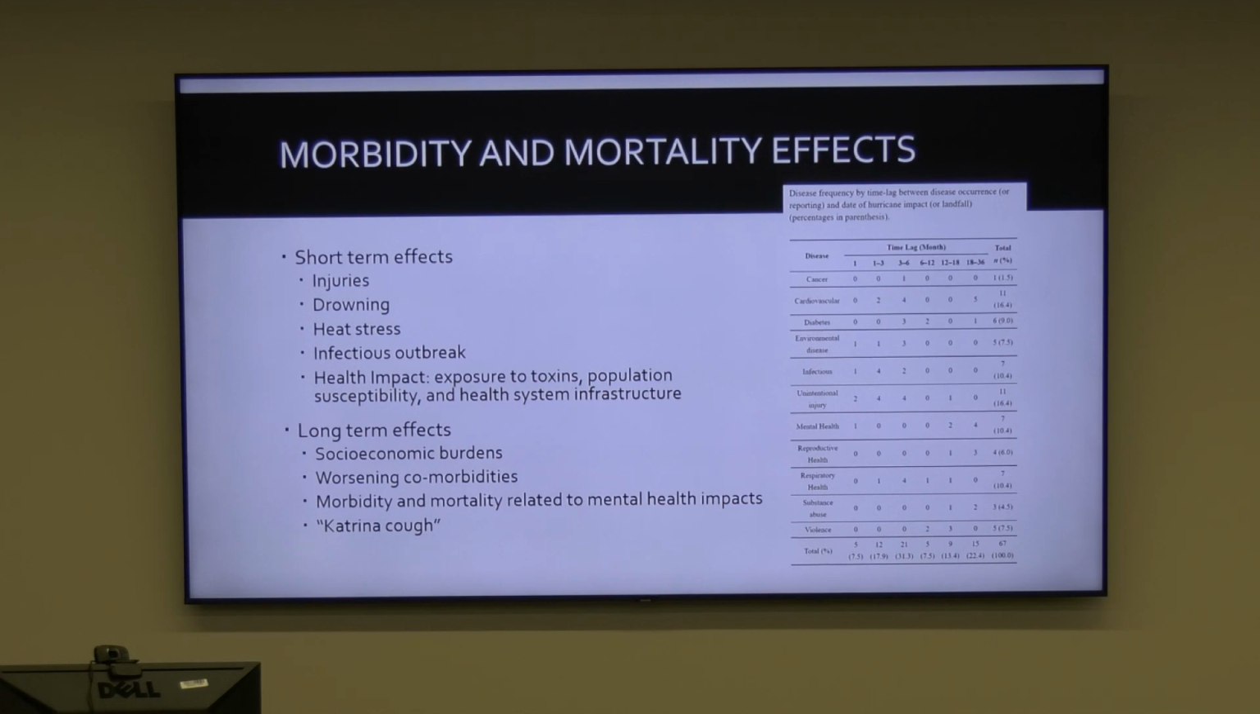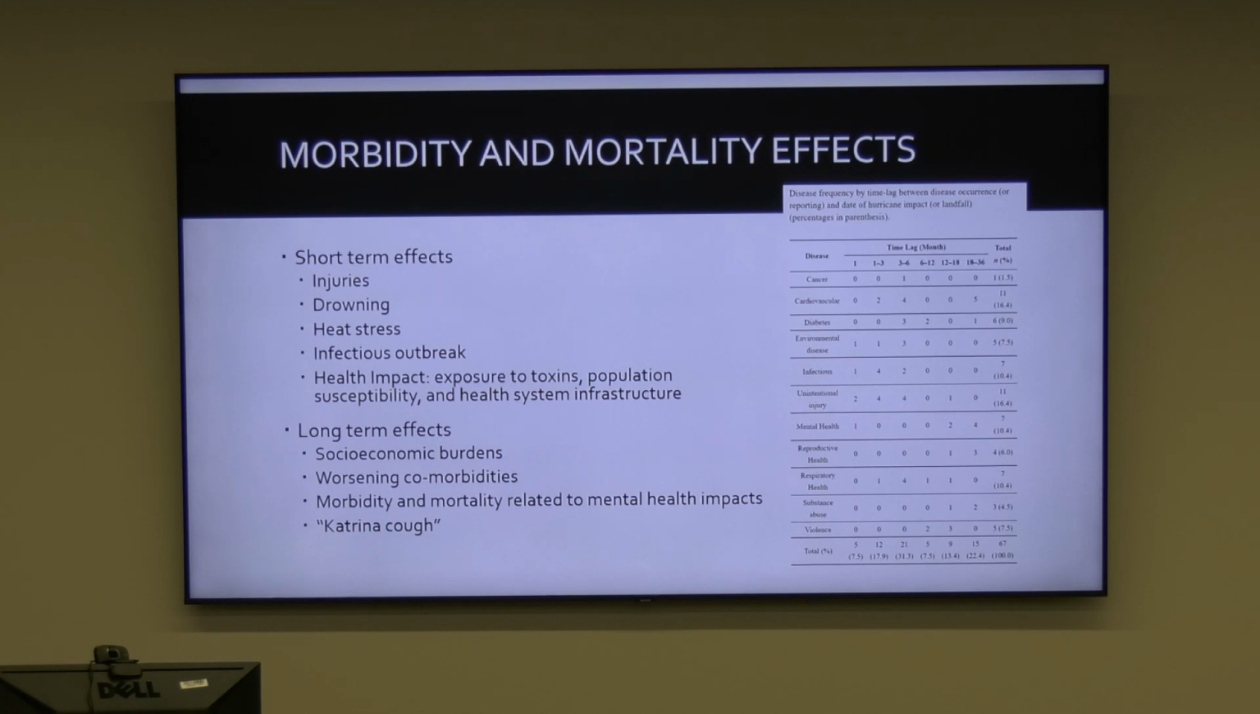And then when you go to long-term effects, you're looking more at socioeconomic burdens, worsening comorbidities, morbidities and mortalities related to mental health impacts, and something called the Katrina Cough. So, examples of these things: people whose houses are destroyed can have huge socioeconomic burdens. They experience homelessness. The securities that are provided by a household are no longer available to those victims. They can have worsening comorbidities. So if you already have diabetes or cardiovascular problems, you no longer have access to the insulin or the medications that you need. So once you have a comorbidity, obviously it is at high risk of worsening due to the lack of resources available to you.